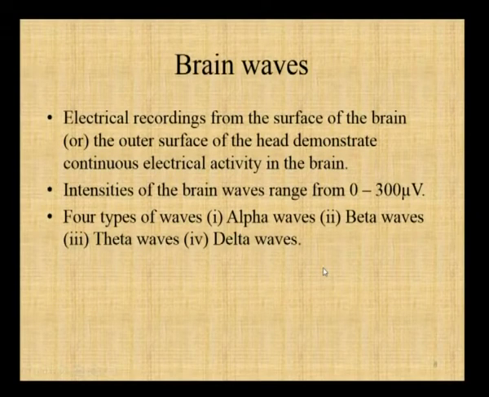Brain waves are produced because of the electrical recording from the surface of the brain or the outer surface of the head. It is a continuous process, and the intensity of the brain waves ranges from 0 to 300 microvolts. As I already told you in the introduction, in brain waves we have 4 basic types: alpha wave, beta wave, theta wave and delta wave. These 4 types vary because of the frequency produced by the waveform.